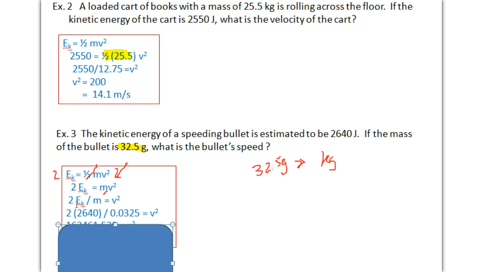Now let's put our numbers in. We know our kinetic energy, we know our mass. Remember, that had to get converted to kilograms, so divide by 1,000. So we have here 162,461.538, and take the square root, and the velocity of the bullet is 403 meters per second.